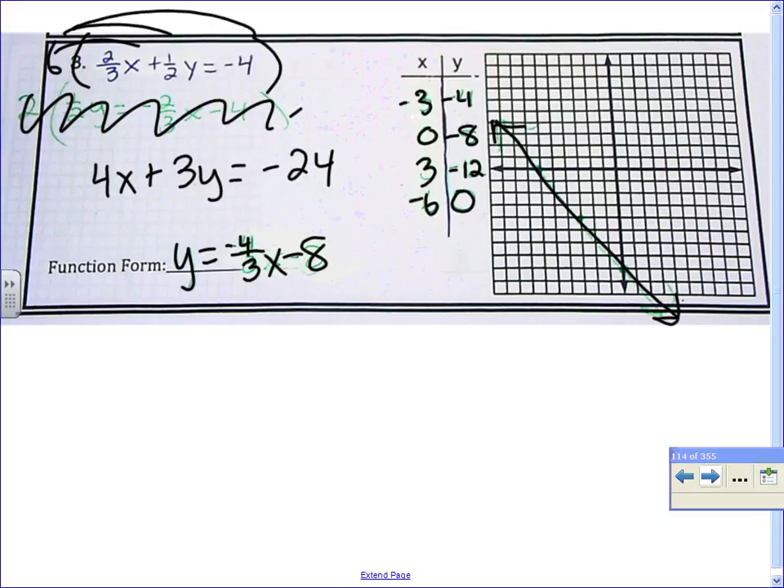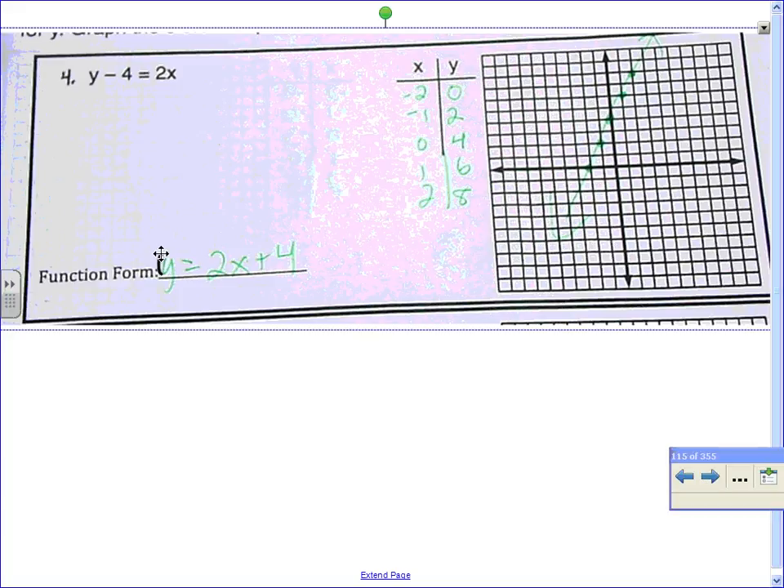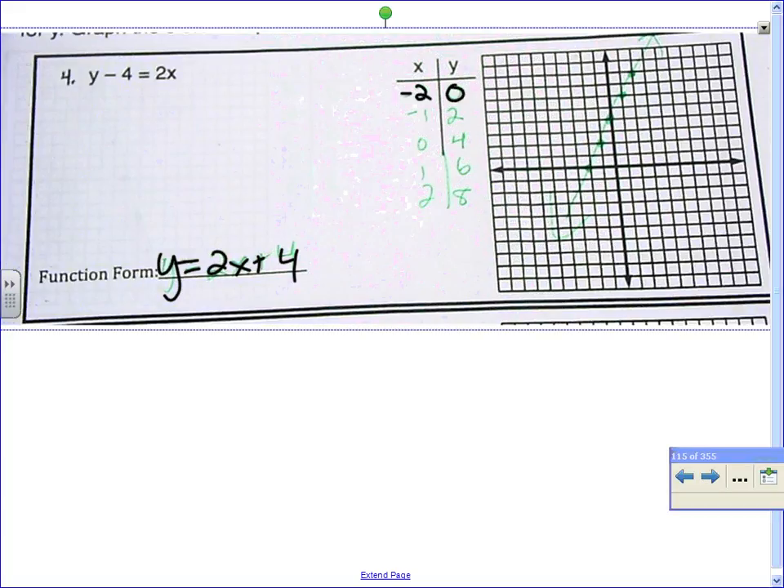All right, number 4, Alyssa, function form and then your table. Good. Okay. Good job. And the graph is a positive linear function. Annalise?